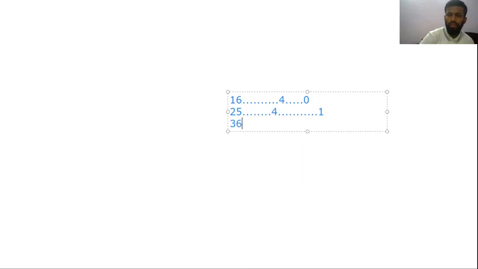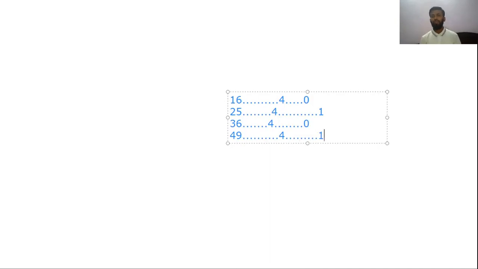6 6s are 36. 36 is a perfect square number. If I divide it by 4, 4 9s are 36, no remainder, meaning 0. The next example is 7 7s are 49. 49, yes, it is a perfect square number. And if I divide it by 4, 12 4s are 48. So the remainder would be 1.